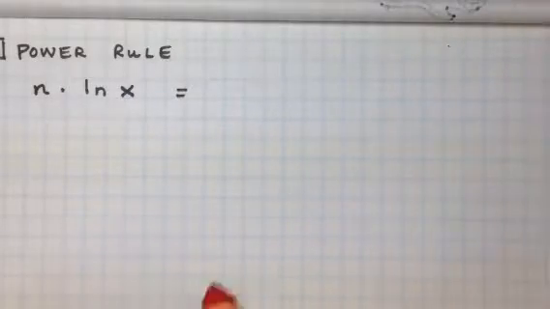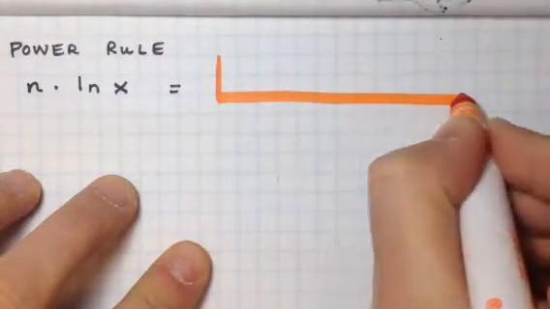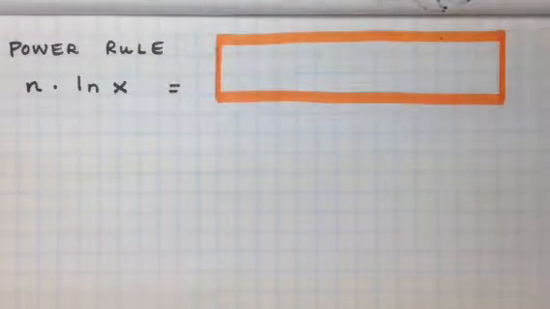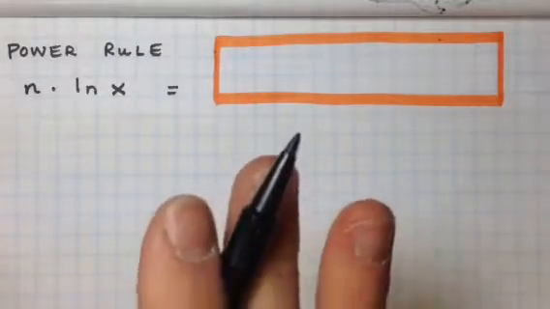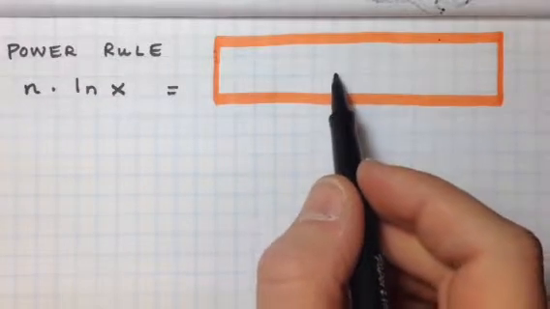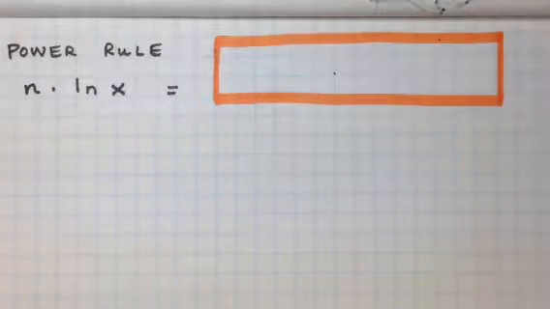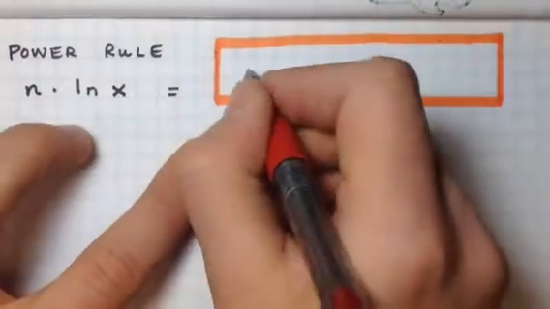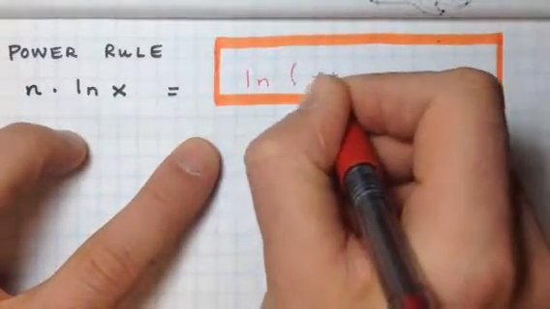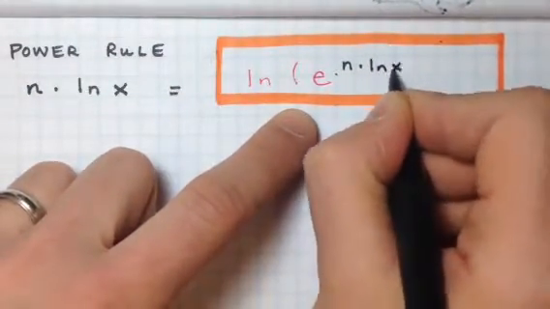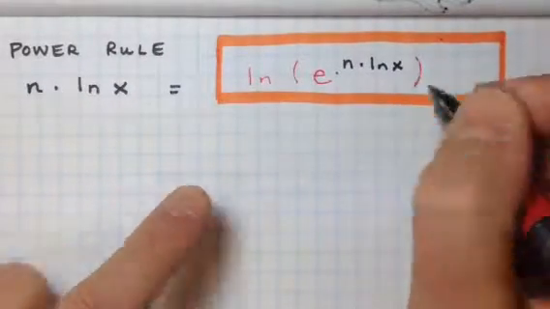And just like we did with the product rule, let's rewrite this in the exponent. In fact, pause the video for just a moment and see if you can rewrite this expression in an exponent so that this box and this are equivalent. Okay, and so now I'm going to give you the result. The natural log of e to the n times natural log of x.